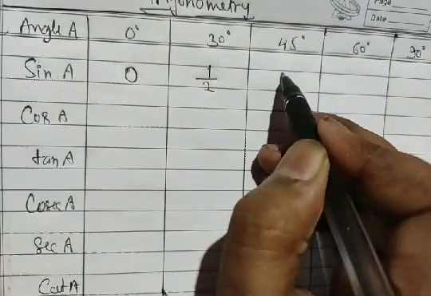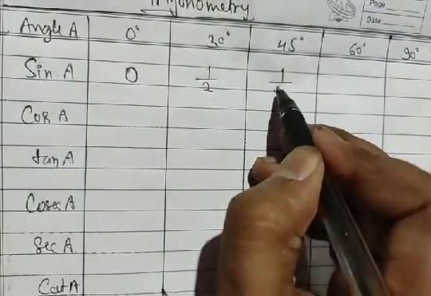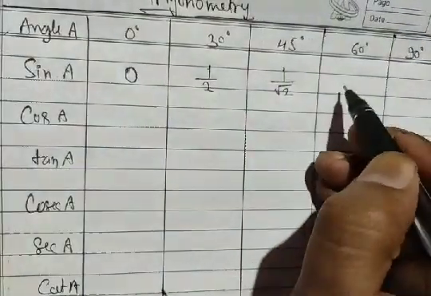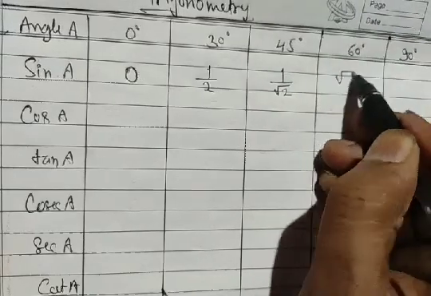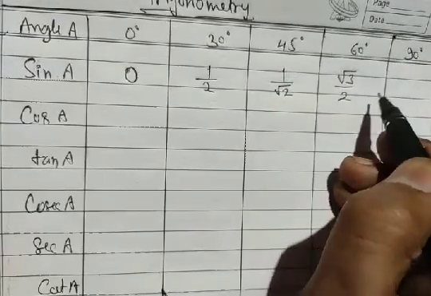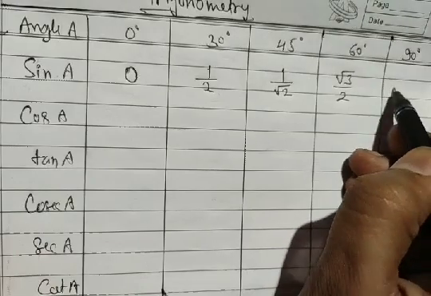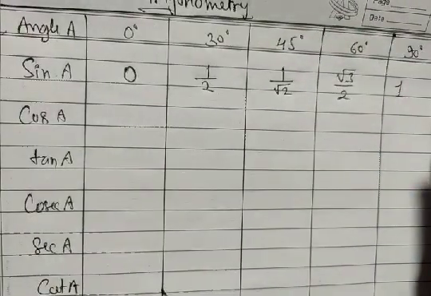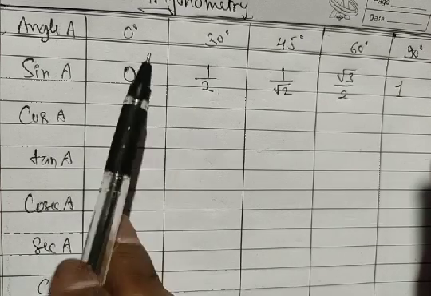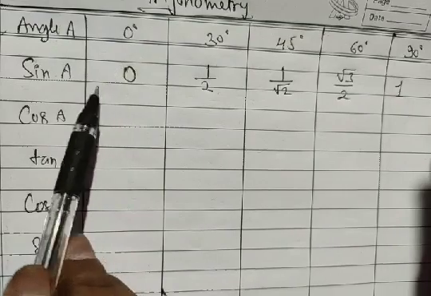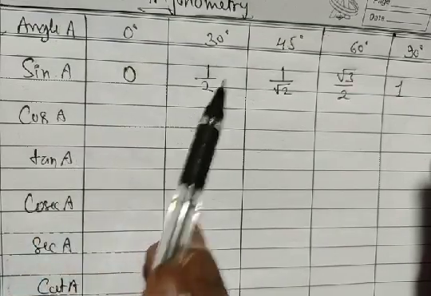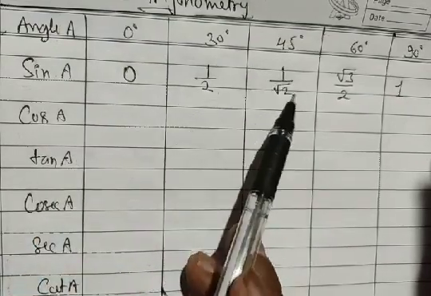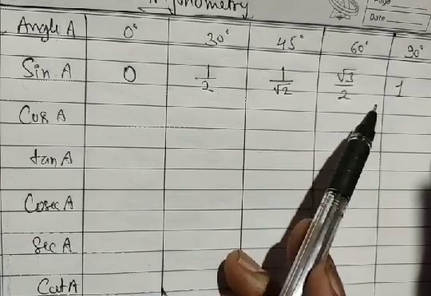The value of sin 45 is what? It's 1 by root 2. And sin 60 is what? We get root 3 by 2. And the value of sin 90 we get 1. Now what do we see here? The value of sin 0 is 0, sin 30 is 1 by 2, sin 45 is 1 by root 2, sin 60 is root 3 by 2, sin 90 is 1.